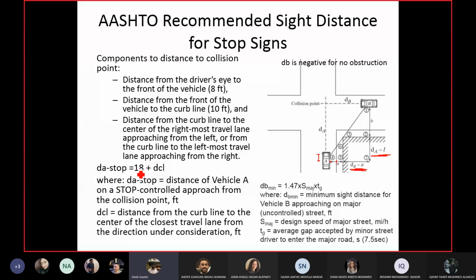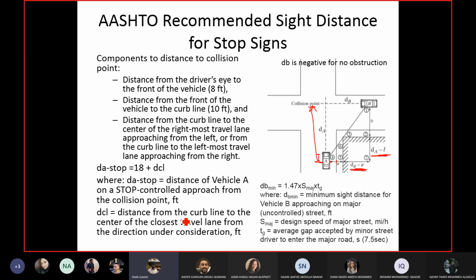Then we have DA stop, the distance required, the distance of vehicle A, this vehicle, from the collision point. So from this point to the collision point, this is what they are calling DA stop. This is equal to 18 plus D clearance, or D to the curb line.